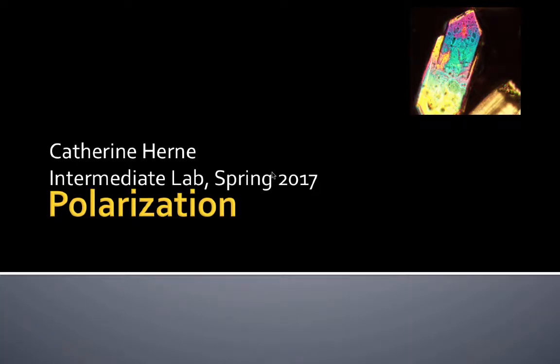This video is a very brief introduction to polarization to prepare you for the polarization lab in intermediate lab. The picture up in the top right is one of my favorite examples of using polarized light. It's showing light passing through crossed polarizers that are around a piece of birefringent material that's rotating different colors of light differently. And so we see the beautiful magenta, blue, and yellow all at different positions in this crystal that happens to be a piece of aragonite that we grew in the lab.